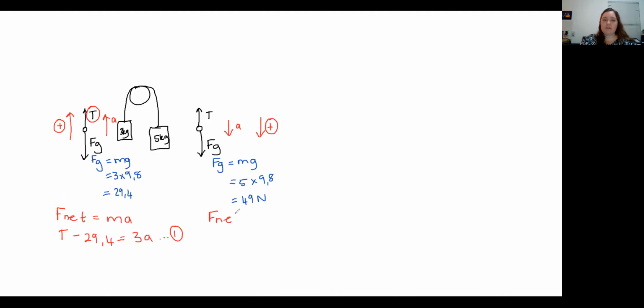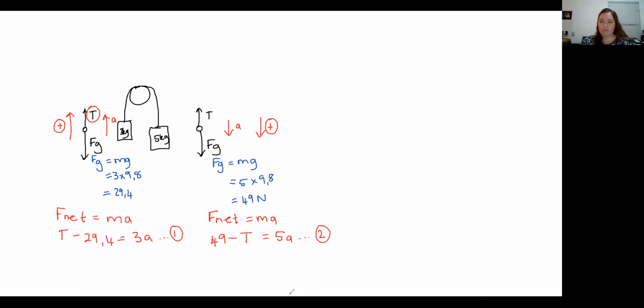Equation number 2 says F net is MA. Here we are accelerating downwards, so the downward 49 is positive and the tension is upwards, which is negative on this side. You've got to realize that the directions are different for the different sides because they're accelerating in different directions. My mass here is 5 times A, and that is equation number 2.